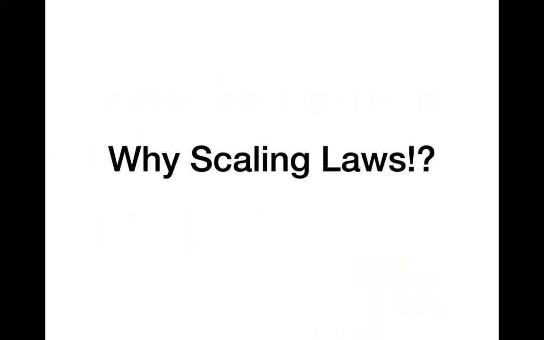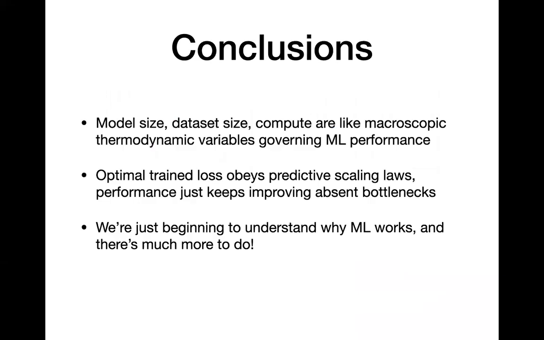So that's the end of the talk. So I'll just conclude. Model size, dataset size, and compute are, I think, in many ways kind of like macroscopic thermodynamic variables governing machine learning performance. And optimal loss seems like it obeys very predictive scaling laws. And it seems like performance really meaningfully keeps improving, both on the test loss itself that we're optimizing and on downstream tasks, if you aren't running into some form of bottleneck. And I think we're really just beginning to understand how and why these systems work. And I think there's a huge amount more to do. And I think the way that physicists tend to approach these kinds of questions can be extremely productive and informative. And so I encourage everyone to think about these questions.